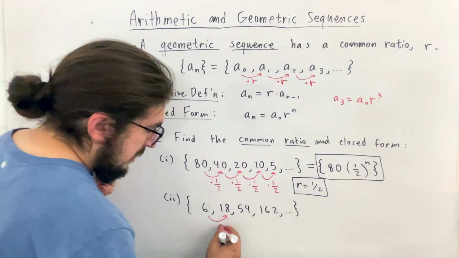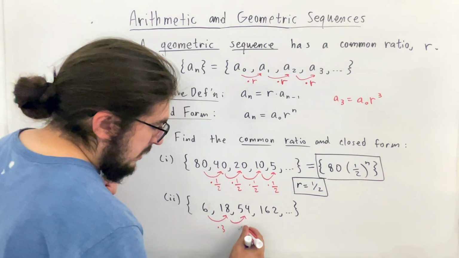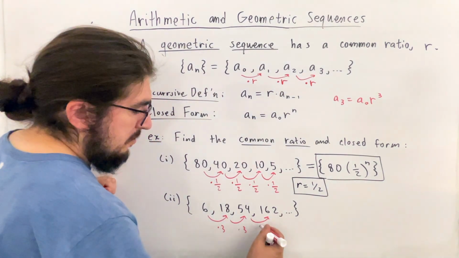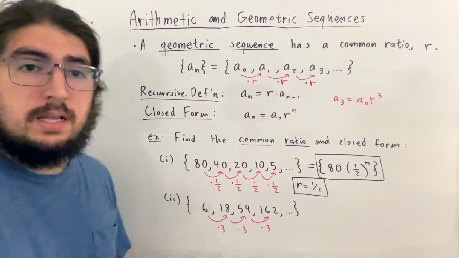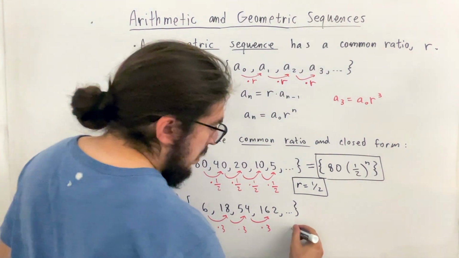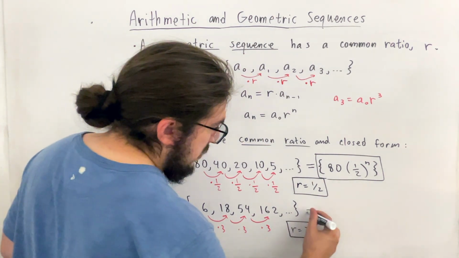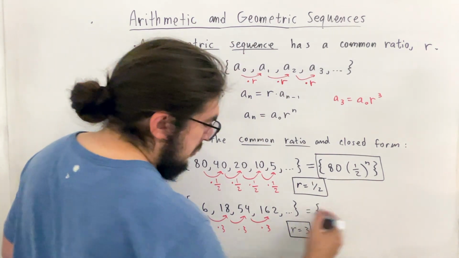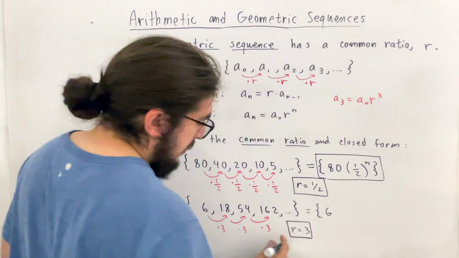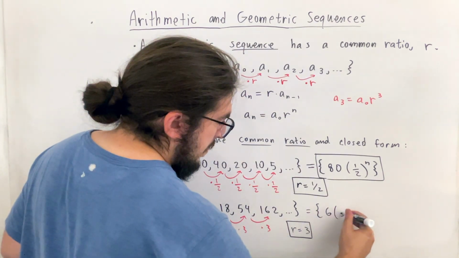Notice that times 3 is going to give you this. This times 3 is indeed that. And you can check 54 times 3 is indeed 162 as well. So assuming that continues, the common ratio of this geometric sequence is 3. The closed form is then the 0th term, the first term 6, times 3 to the n.